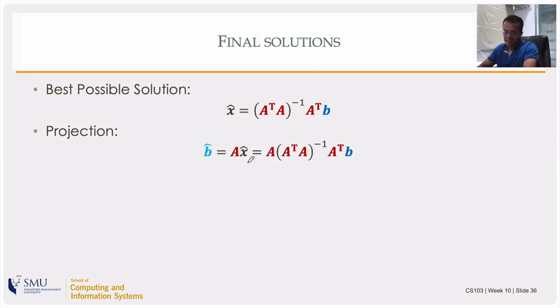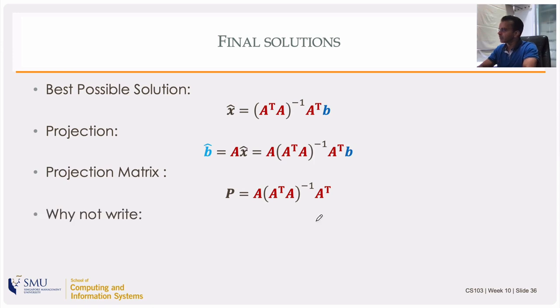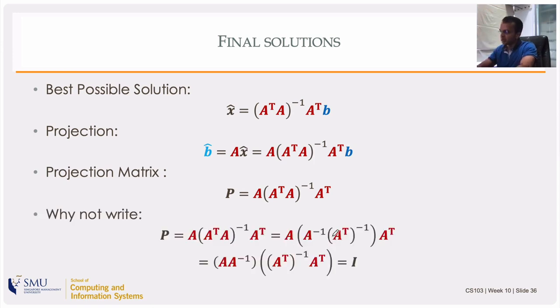The projection is going to be A x hat, since x hat is right there, multiplied by A. And the projection matrix is whatever is multiplying B to give you B hat, and that is there. Why not expand it? Then do the associativity property and then write P is equal to A times A transpose A inverse A transpose. Why not basically apply the product rule of inverses to A transpose A inverse?